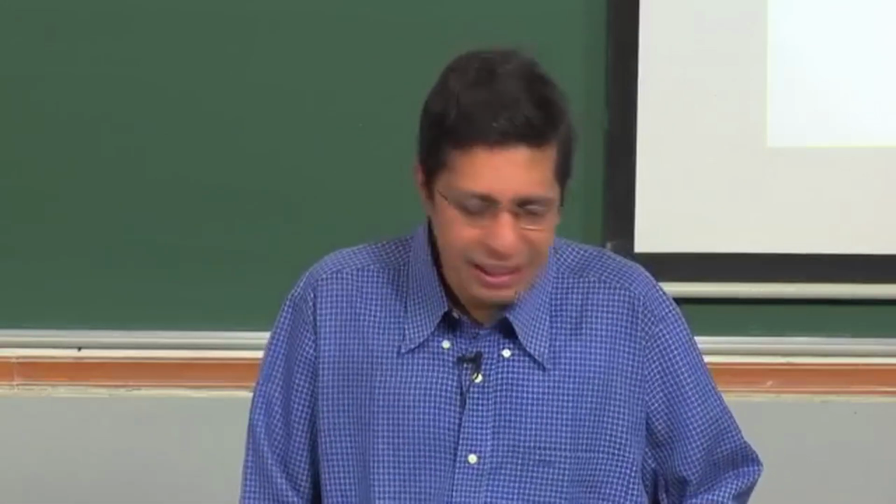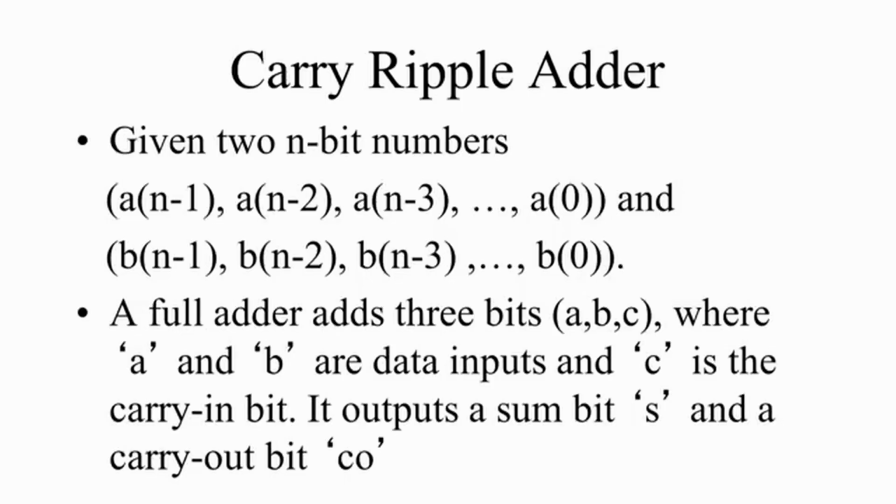Now what is addition? Addition is the simplest operation. I am giving you two n-bit numbers, a n minus 1 to a0, and another number b n minus 1 to b0, and now we want to construct an addition circuit for this.